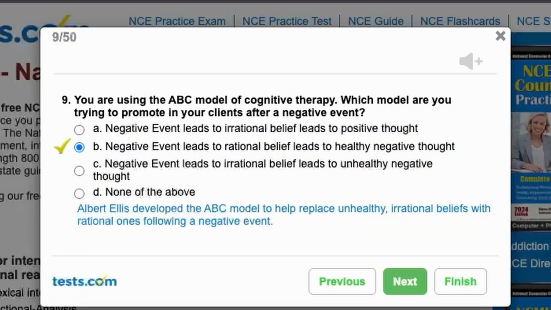B. Albert Ellis developed the ABC model to help replace unhealthy, irrational beliefs with rational ones following a negative event.